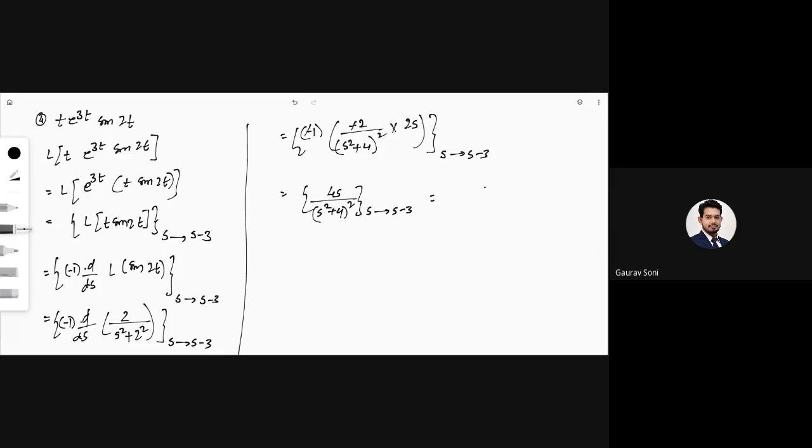So the answer is 4 into s minus 3 upon, in bracket, s minus 3 square plus 4 whole square. And so we can simplify this. So 4 into s minus 3 upon s square minus 6s plus 9 plus 4, which is 13, whole square. So final answer.